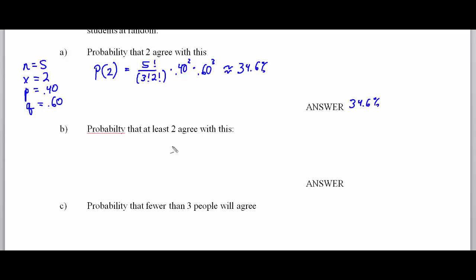Now, the probability that at least 2 agree with this. This at least piece means that we're going to have multiple equations for this. So we're going to have the probability that 2 people agreed with this, the probability that 3 people agreed with this, the probability that 4 people agreed with this, and the probability that 5 people agreed with this. If I add all of those up, I am going to get the total percent that at least 2 people agree with this statement, because I'm getting the probability that 2 people agree, 3 people agree, 4 people agree, and 5 people agree.